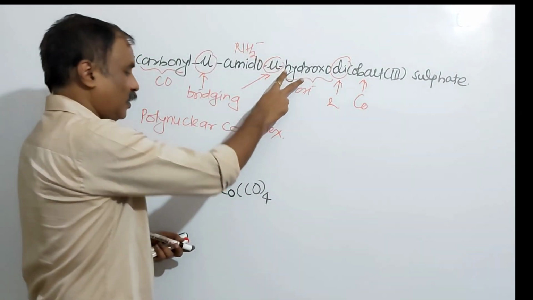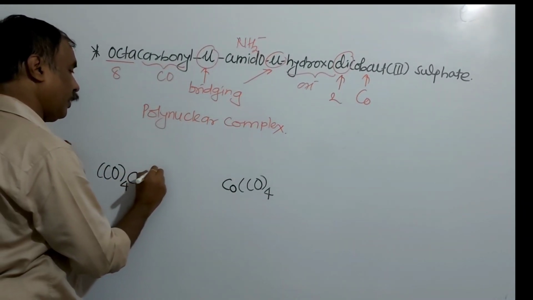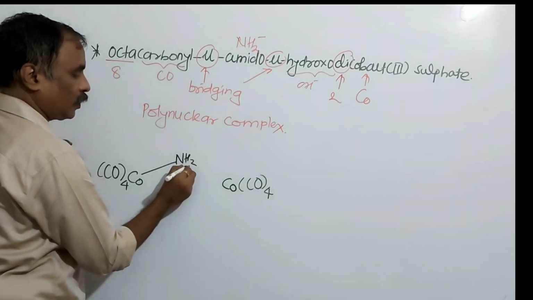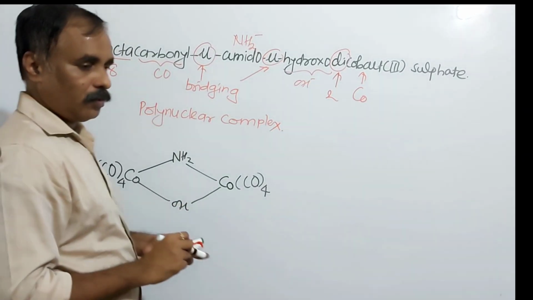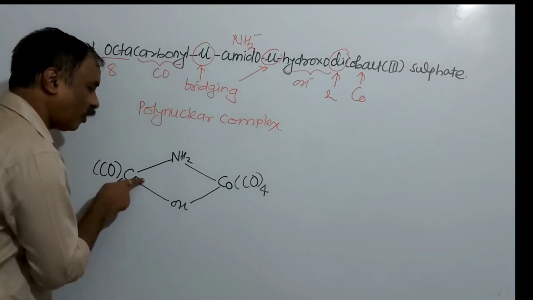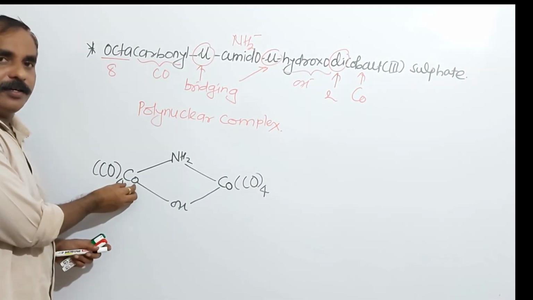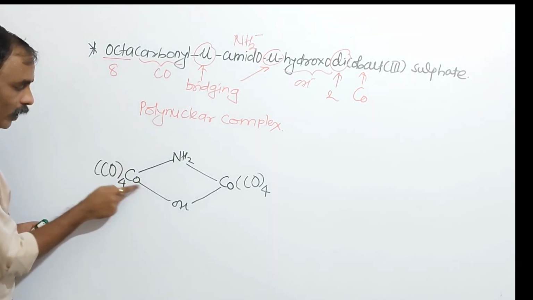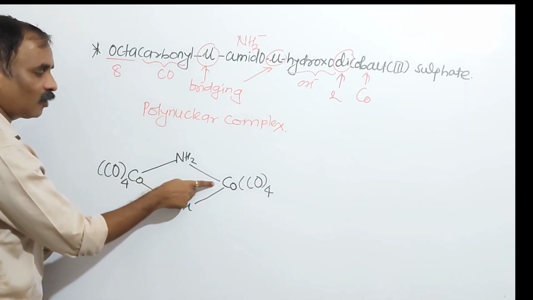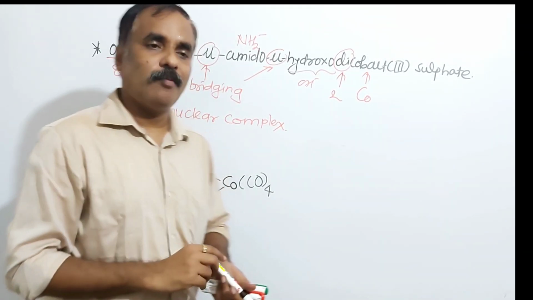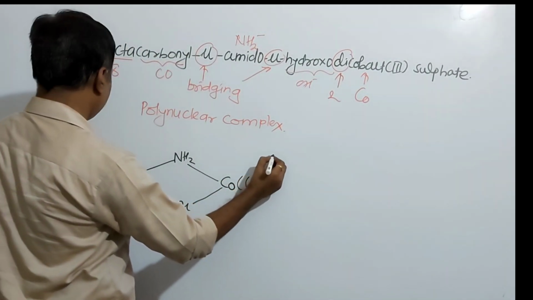Now here two bridging ligands are there. These are terminal ligands. These two are bridging ligands, and here it is NH2. Here it is OH. Is there any possibility of a cobalt-cobalt bond, a metal-metal bond? Remember the coordination number of cobalt should be 6. 1, 2, 4 carbonyl ligands and 6. Here also 6. There is no possibility of a cobalt-cobalt bond or a metal-metal bond. Bracket close. Bracket close.